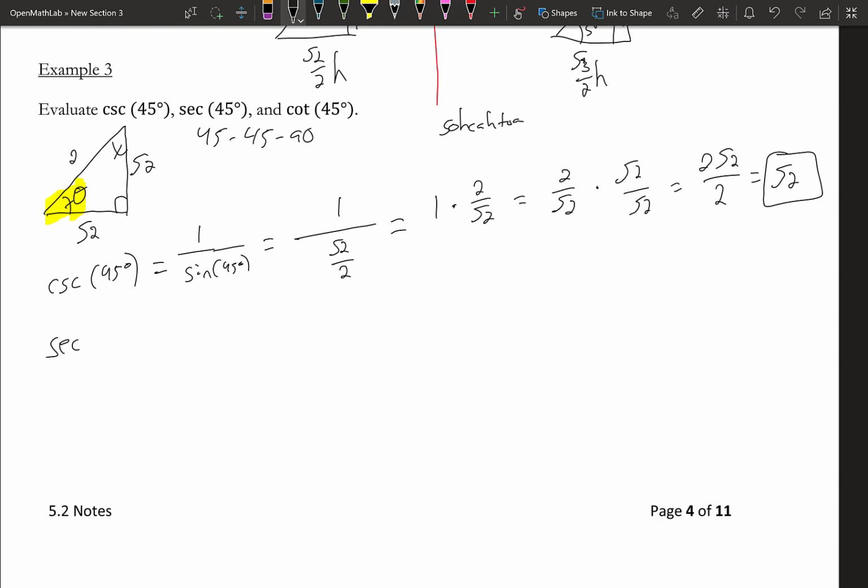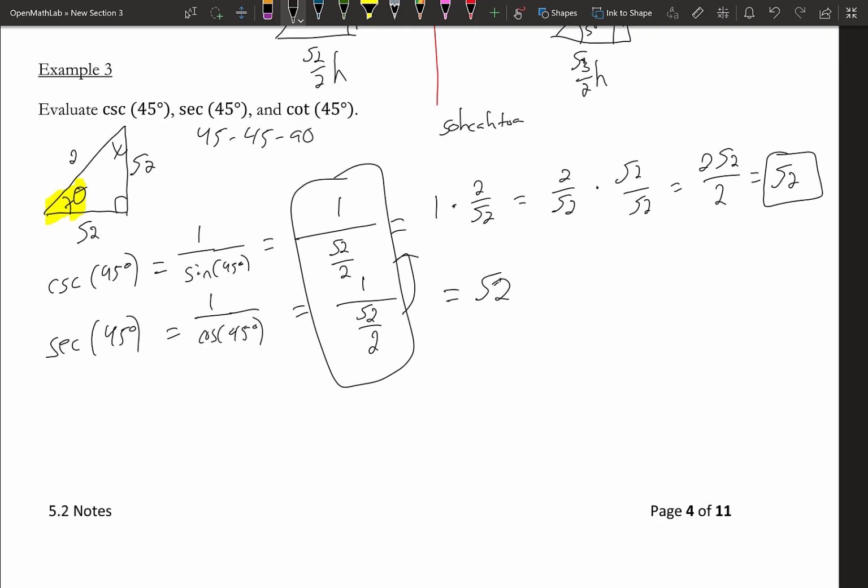Then secant of 45 degrees. We can do this similarly. Secant of 45 degrees would be 1 divided by cosine of 45 degrees. So this would be 1 divided by, cosine is the adjacent, so that would be radical 2 over 2. So notice it's the same work as up here. So this is just going to equal radical 2. We could go through the same steps, but we're going to get the same answer. It's the same exact work. These two parts match, so this is true from previous work.